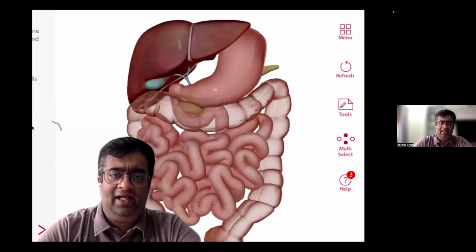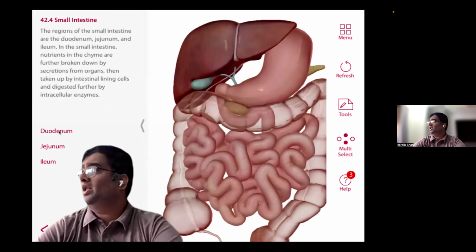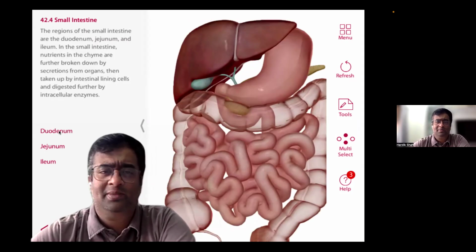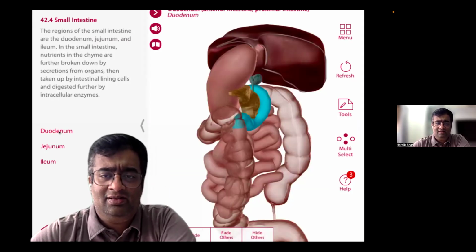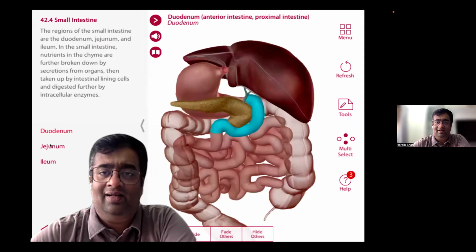So let us first see the parts of the small intestine. Small intestine, as you all are already aware, is the longest part of the alimentary canal, roughly about 6 meters in length, out of which duodenum is only 25 centimeters. It's a small loop-like structure which receives the contents from the stomach as well as the bile juice from the liver or the gallbladder, and it will also receive the pancreatic juice from the pancreas.